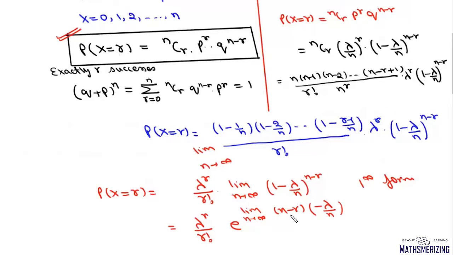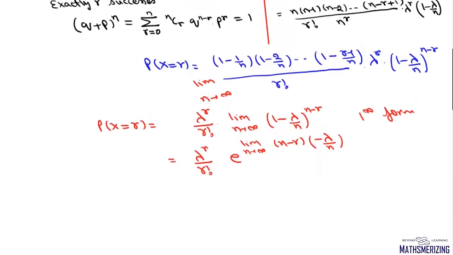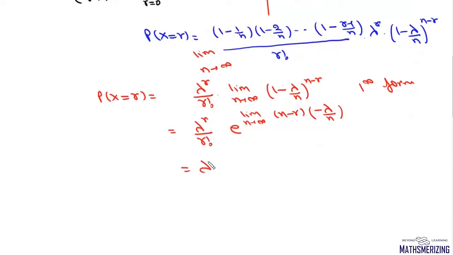Now this is infinite limit. Coefficient of n in the numerator is minus lambda, and in the denominator it is 1. So it will be equal to lambda to the power r e to the power minus lambda upon factorial r.